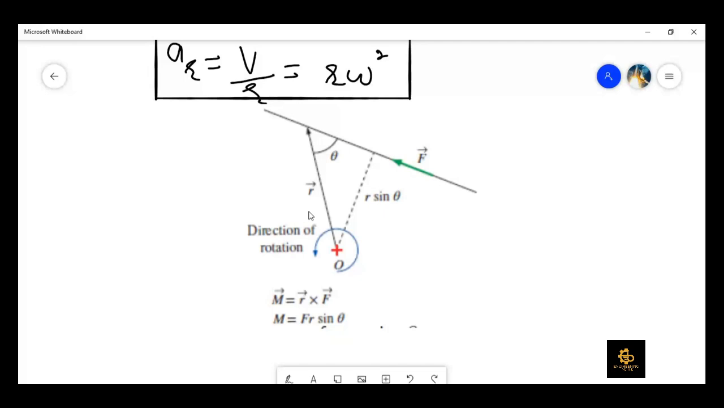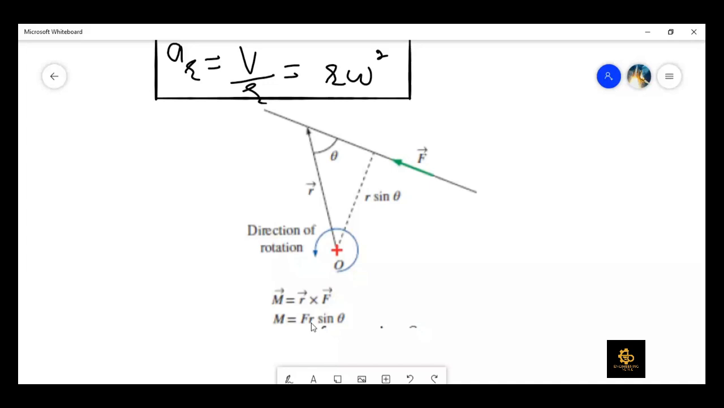So r is the position vector from point O to any point on the line of action of F, and F is the force here, and it makes angle theta with that position vector, right? So torque is always the vector product of the position vector and the force vector, and we can write M is equal to F r sine theta. Now, one thing which we need to see is what the direction of torque is. How can we see the direction of torque?